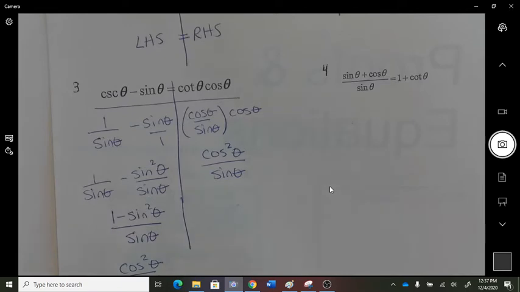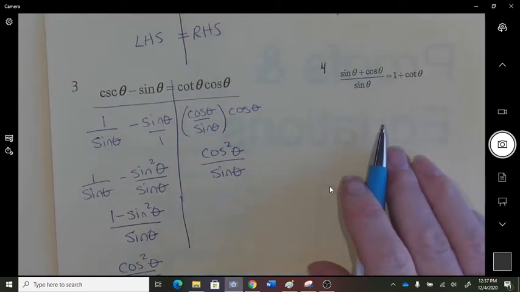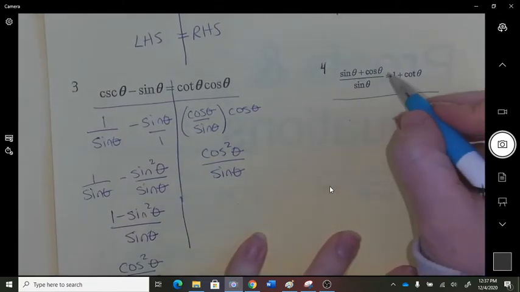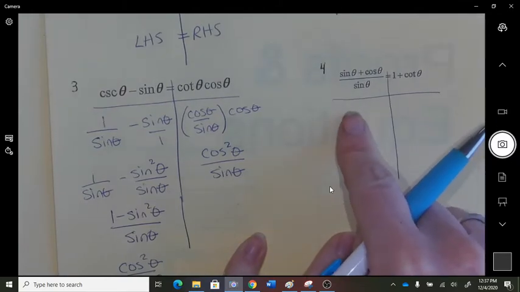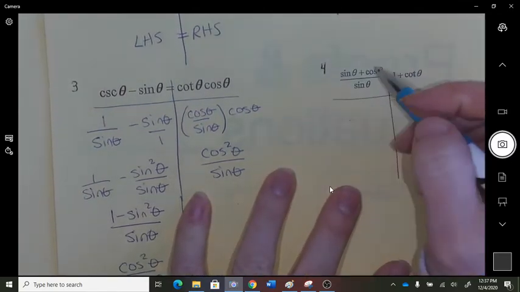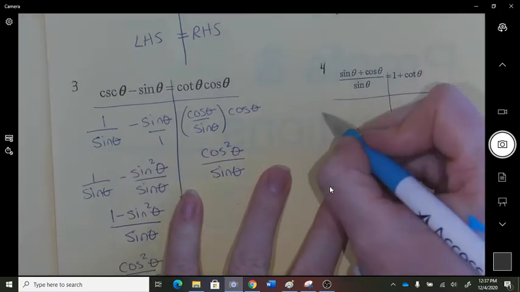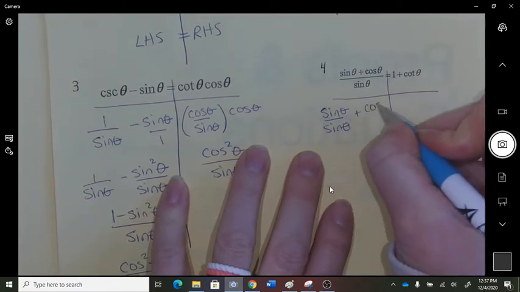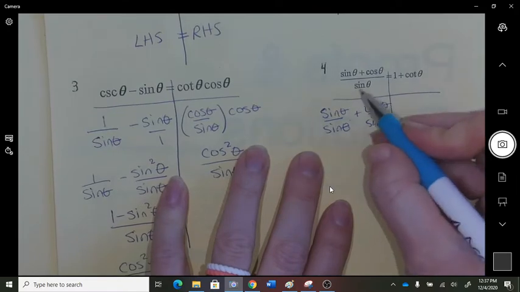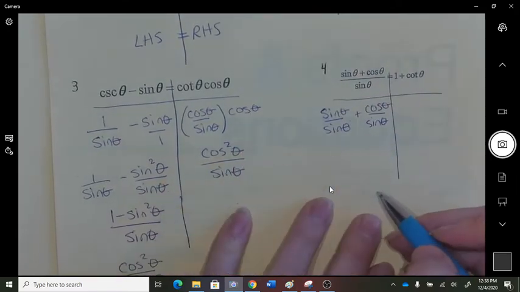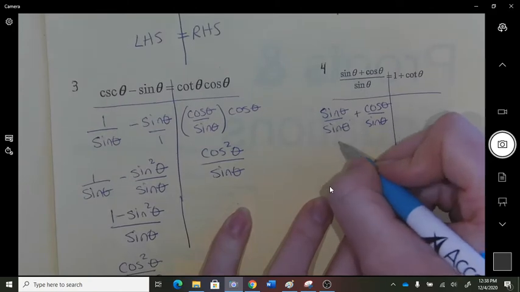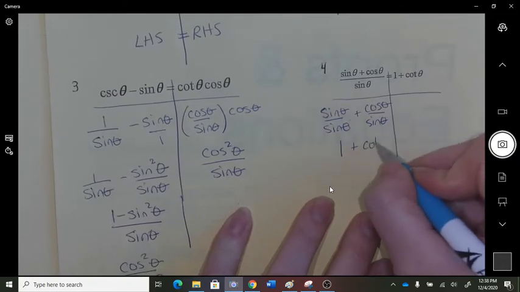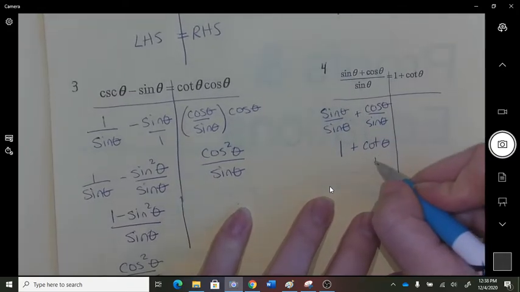Okay, so I'm going to think about the strategy on this one. You could work from the left or the right, I think. I'm going to show you working with the left. If I wanted, I could split these back into 2 fractions. So sine angle over sine angle plus cos angle over sine angle. So now this side would be 1 plus, and this ratio is cotangent theta, and then I would be done.